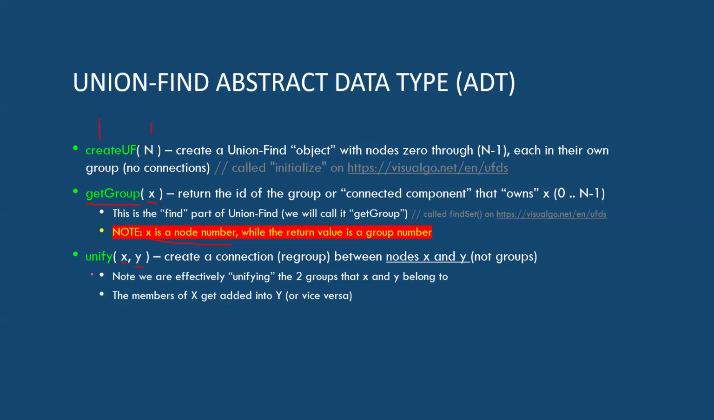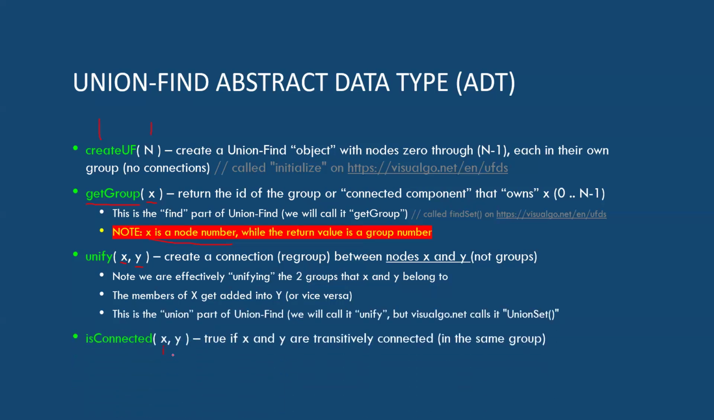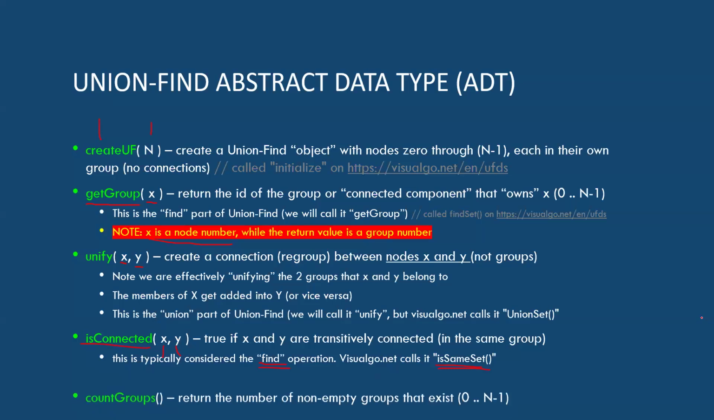So the total number of things in this group gets added to that, and one of these groups goes away, right? The former group that Y was in has to kind of go away, basically. So that's our union part. And the is connected is just, what's your group ID? What are you in? And let's see if we're in the same group together, okay? Sometimes that's called the find operation. I like to call it is connected. Sometimes it's referred to as are you in the same set.